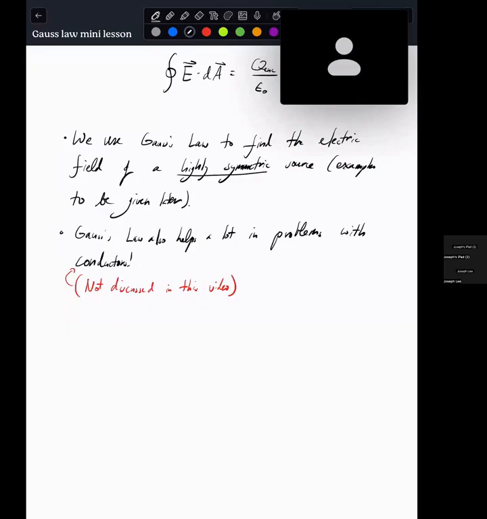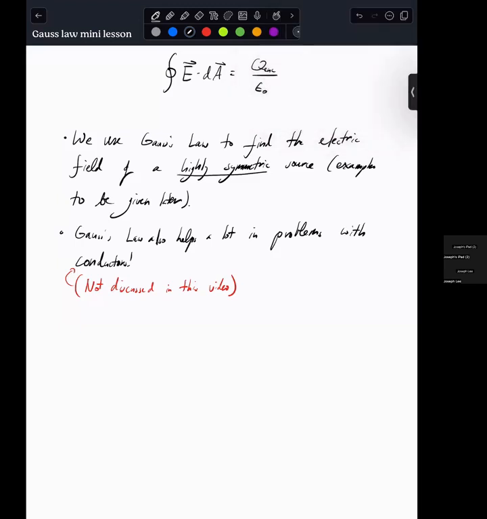Okay, this is a little different than some of my other videos, but I wanted to provide a quick little mini lesson on how to approach Gauss's law problems, just for your reference to study for the midterm.